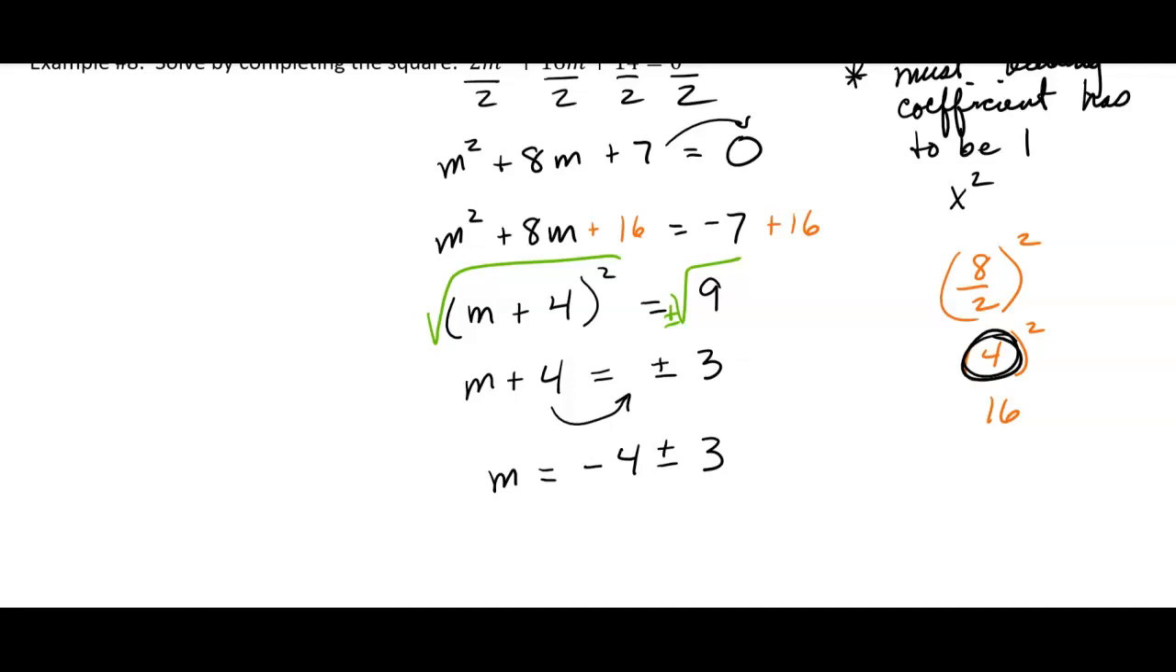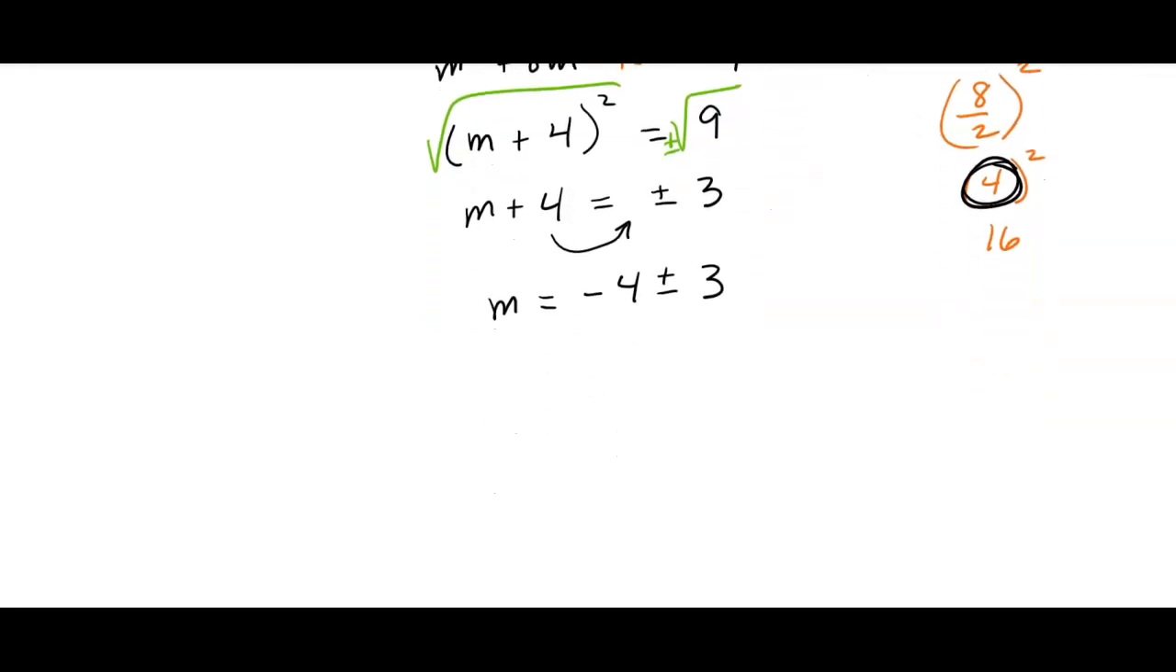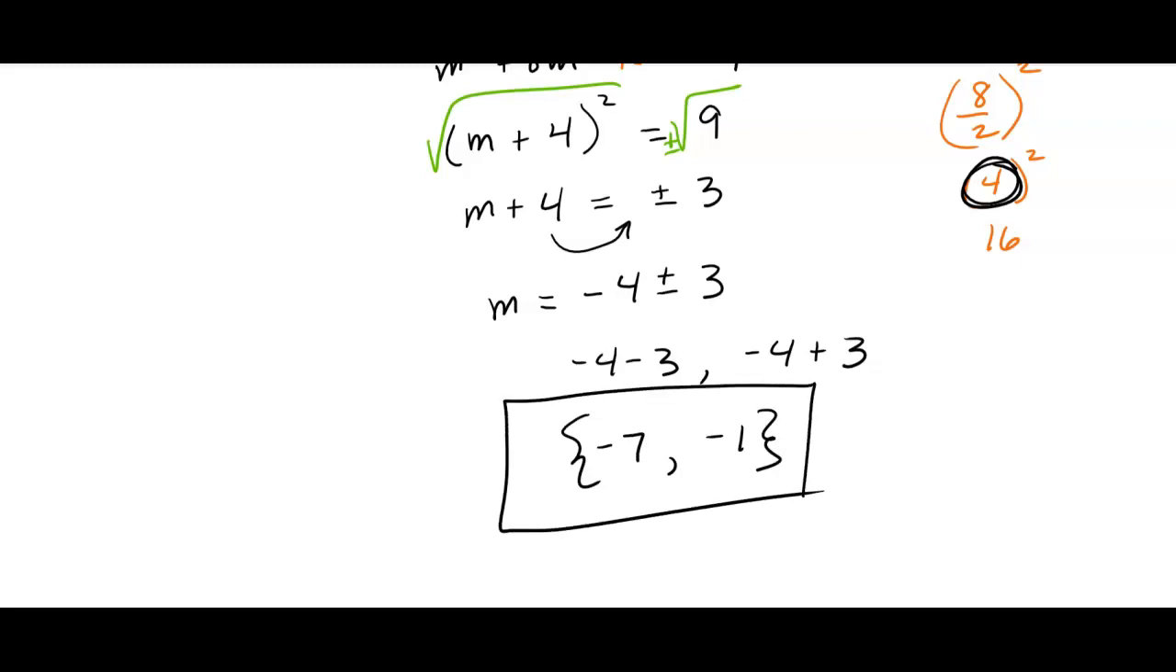But because I don't have a radical part, I'm going to be able to combine here. So I'm going to have negative 4 minus 3 and negative 4 plus 3. So I'm going to get two solutions. One's going to be negative 7 and the other is going to be negative 1. And there we go.